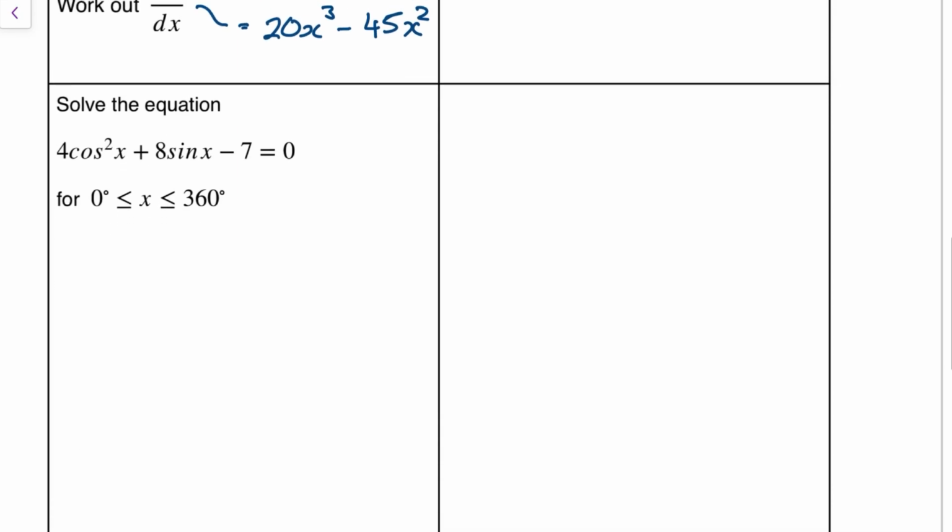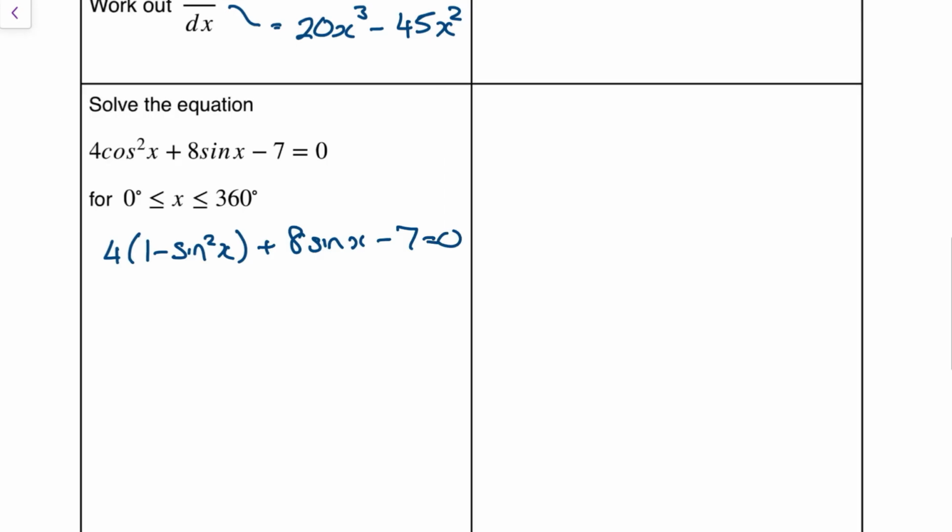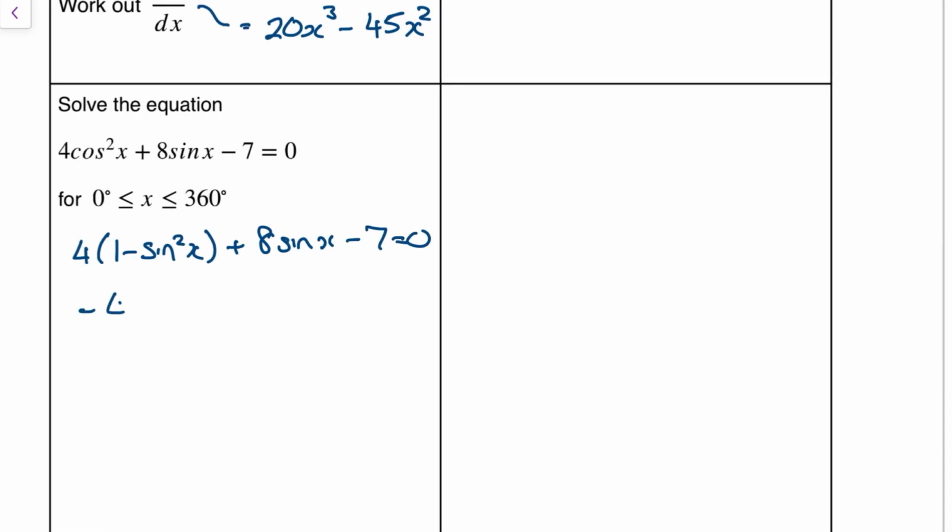Final question, so a bit of trigonometry solving. Solve the equation, and then I've got a cos and a sine. Now, I can't solve with cosines and sines, but I do know how to turn the cos into a sine. So I'm going to do 1 minus sine squared, in other words the reverse of sine squared plus cos squared equals 1, plus 8 sine x minus 7 is equal to 0, which is going to give me minus 4 sine squared x plus 8 sine x. And then here I've got 4 minus 7, which is going to give me minus 3 is equal to 0.